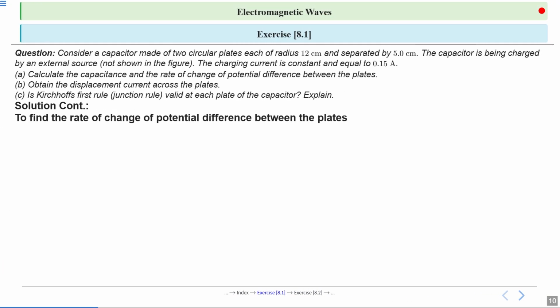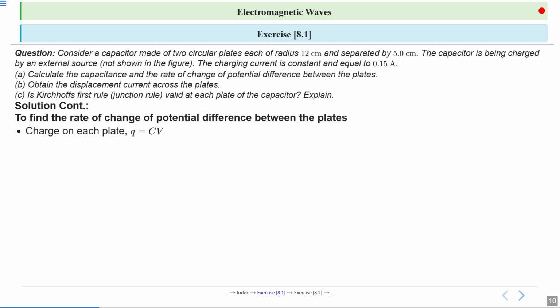Next, to find the rate of change of potential difference between the plates, that means dV by dt. So we know that the charge on each plate at any instant is given by Q equal to CV. We have discussed this in the capacitor topic in electrostatics: the charge on each plate at any instant is given by Q equal to CV.